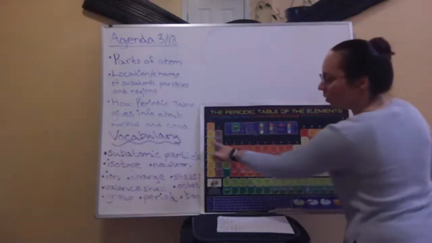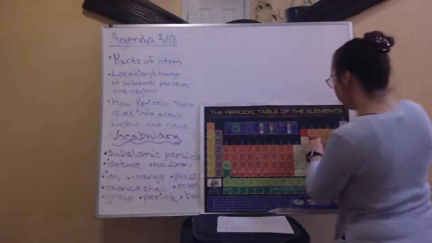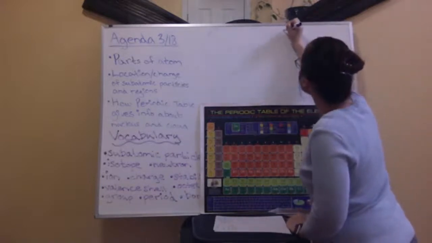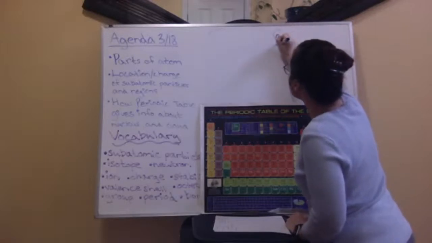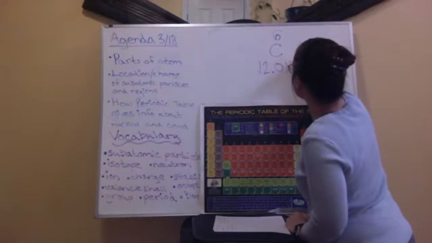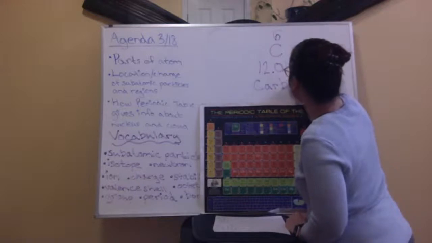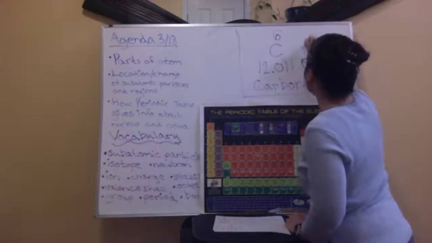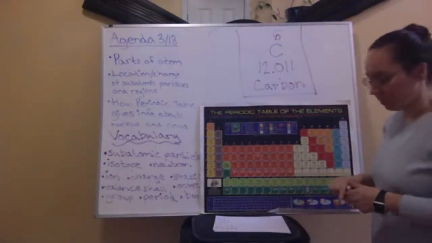So I'm just going to take one of these little squares, and then I'm going to blow it up here. I'm going to draw it for you guys. So I'm just going to do carbon because that's a really common example. Oh, I don't like this marker. Okay.